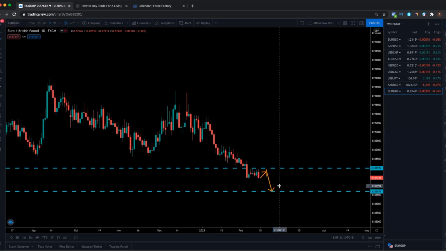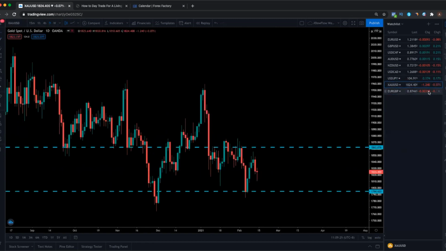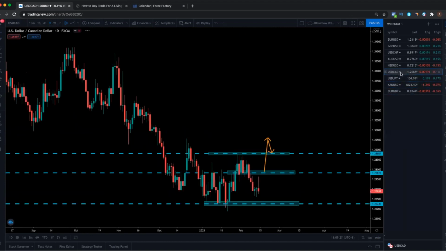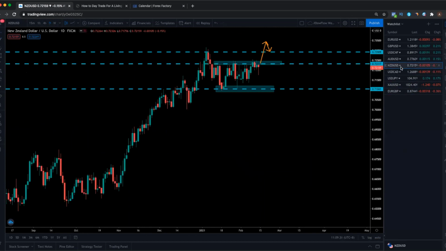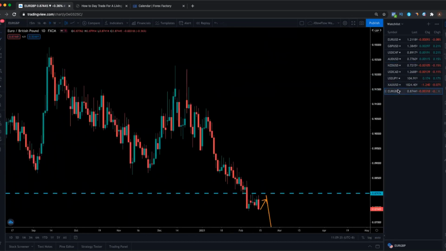But do watch out for the euro pound because the euro pound is one of the clearest setups, right? This is a setup I recommend. Right, you should avoid trading this currency pair. Perhaps even this one you should avoid. This one you can trade if you want, but this is the highest probability setup which I see in the market. Okay, so that's it for this video, right?